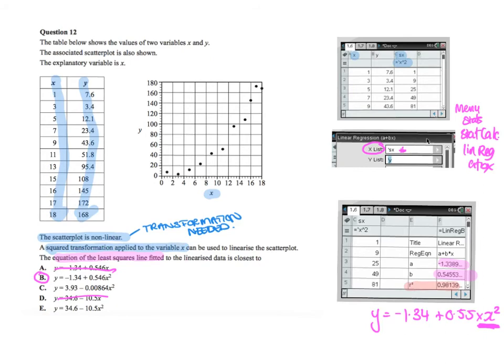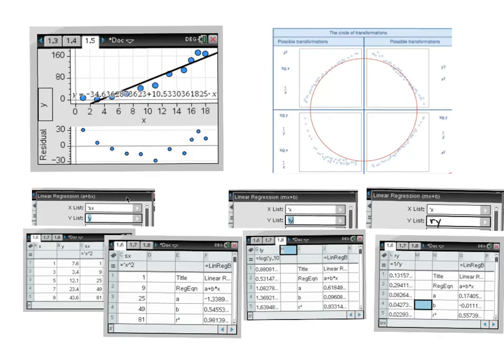Now I'm going to talk about what to do if we're asked to compare a few transformations. They told me which one to do here, but what happens if they didn't? This is the data from the page before. We've got x and y, and it produced that scatter plot. When I looked at the residual plot, it shows a pattern. Therefore that means non-linear, and we have to do a transformation.